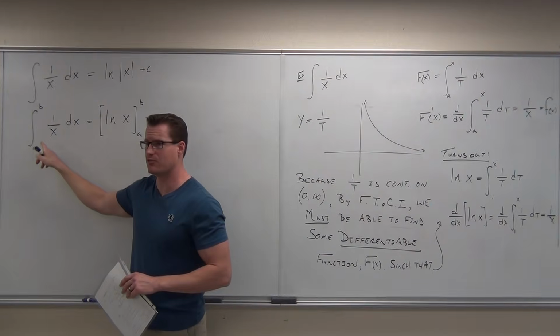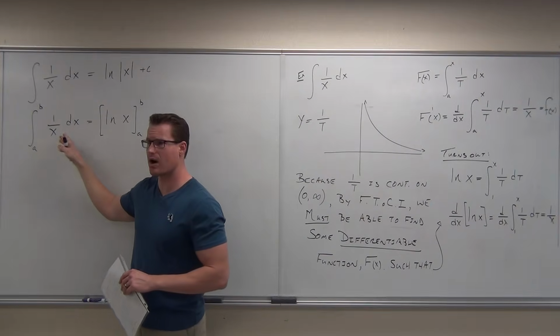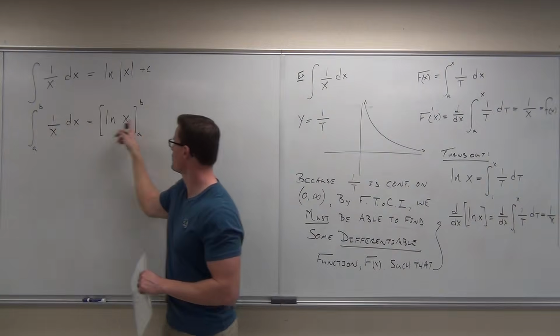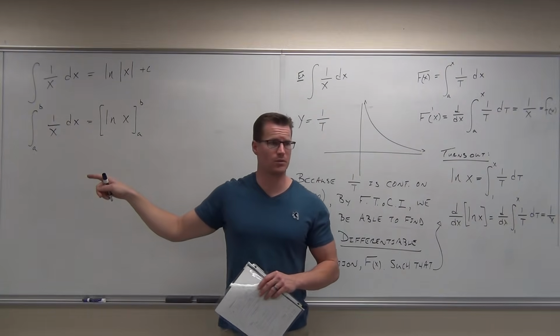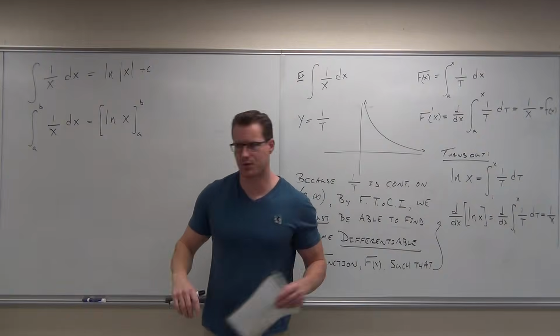You'd have to have either both positive or both negative. We're talking about both positive here. So if you have both positive, you're never going to have a negative argument inside the logarithm. Do you see what I'm talking about? So we're fine as far as that goes.